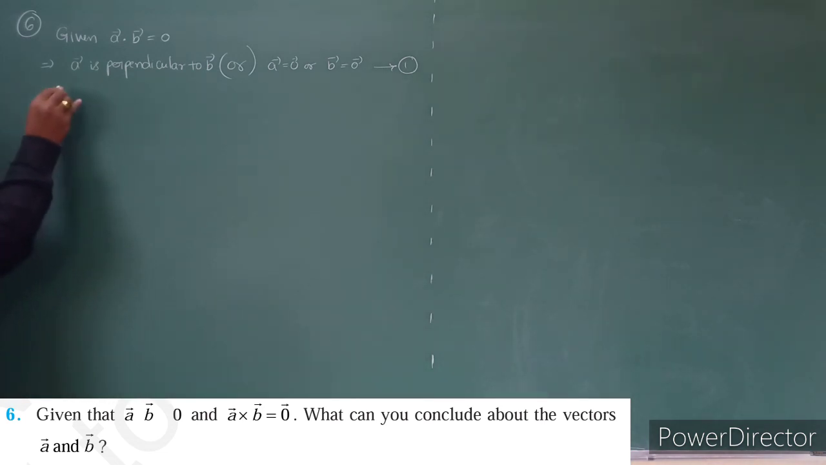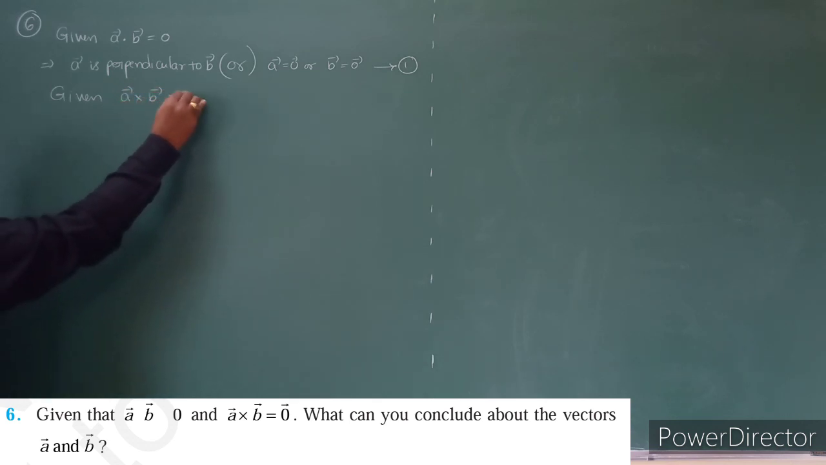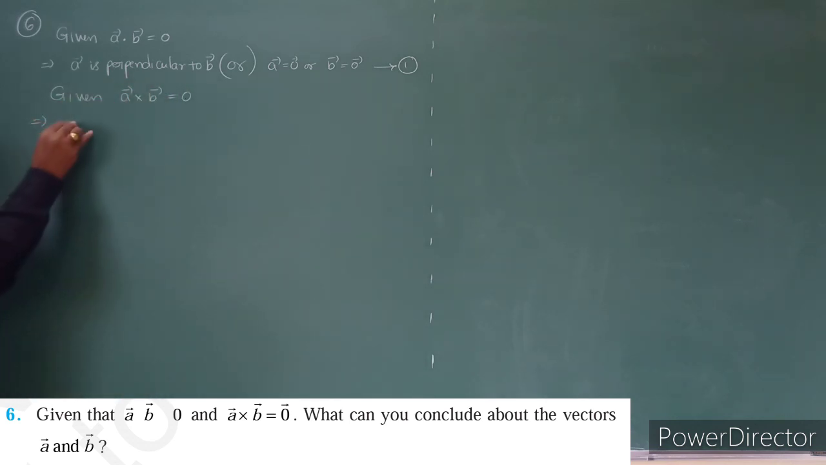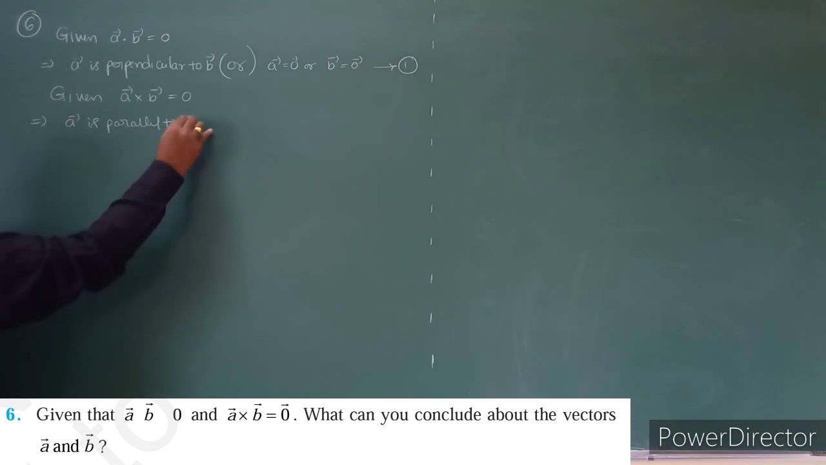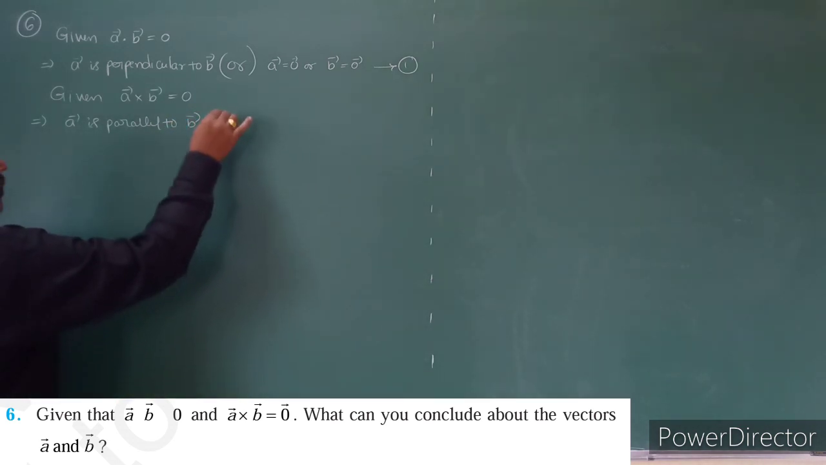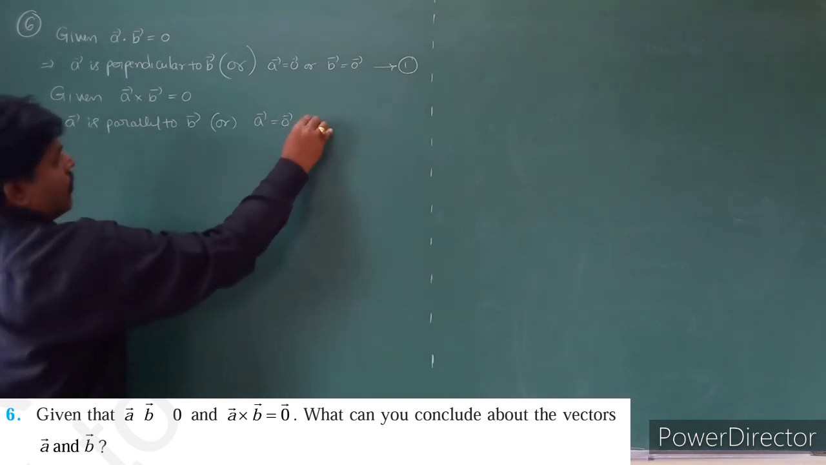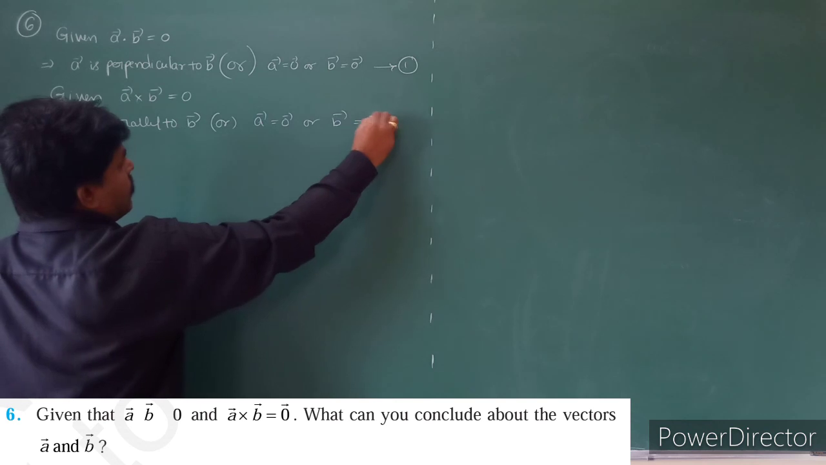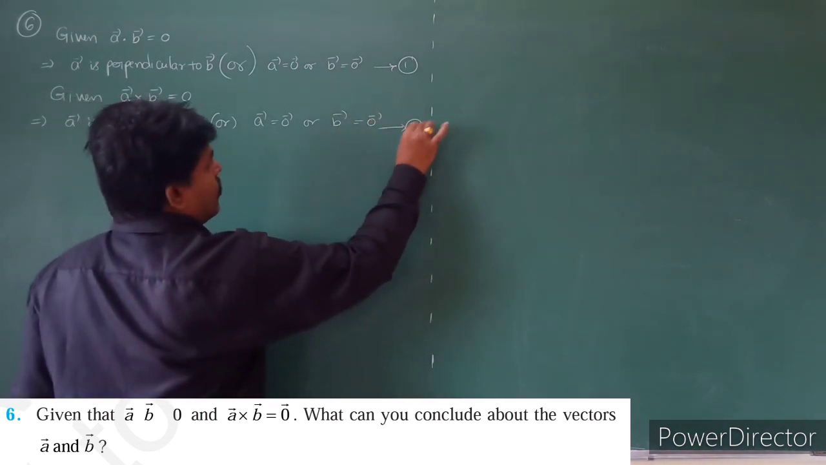And they have also given one more condition. What is that? A bar cross B bar is equal to 0. What happens? A bar is parallel to B bar, or A bar is equal to 0 bar, or B bar is equal to 0 bar. So take this as equation number 2.